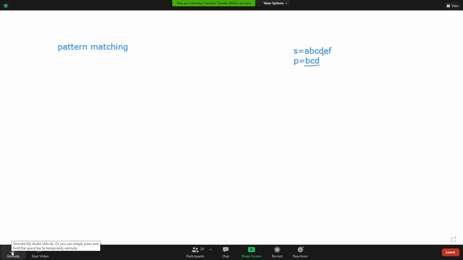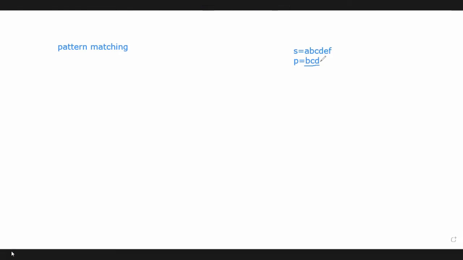The string is A, B, C, D, E, F, and the pattern is B, C, D. So is there any possibility to get B, C, D in the given string? Yes, ma'am. Yes, right? So when we can find the given pattern in the string, the algorithm will provide us some result.